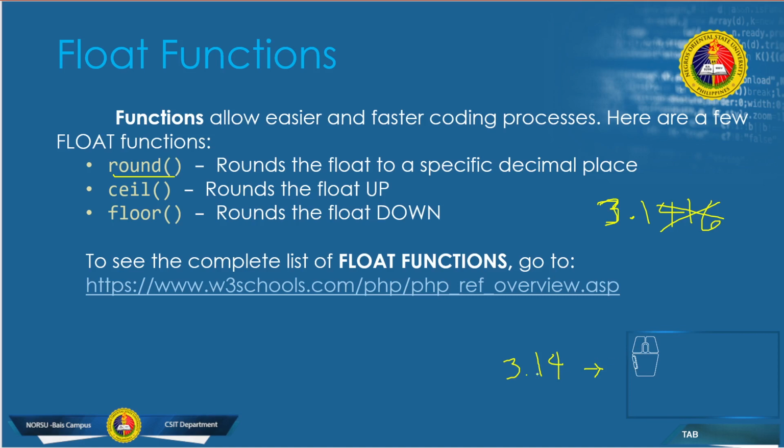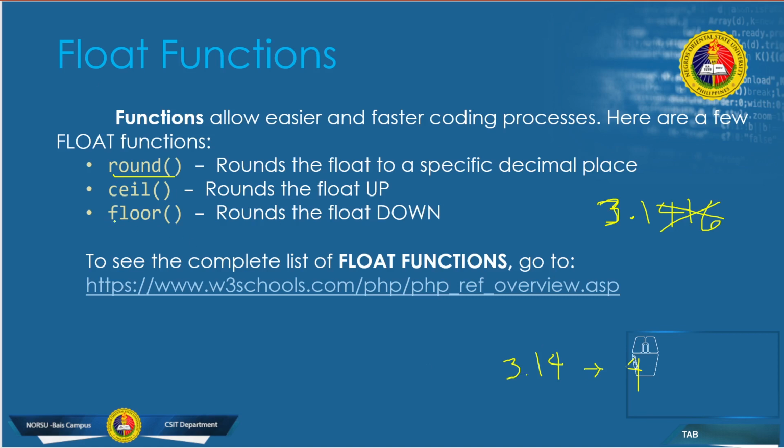What is it, guys, if we're going to round up 3.14? 3.15? Close. It's going to be 4. Okay, so we are going to round it. When we say round, the decimal places are gone. So if we're going to apply the ceiling function, if we're going to round up 3.14, it's going to be 4.